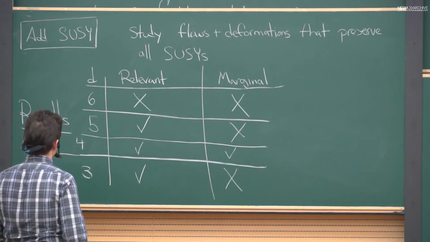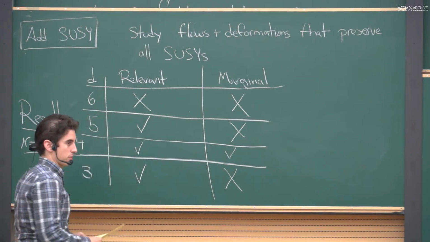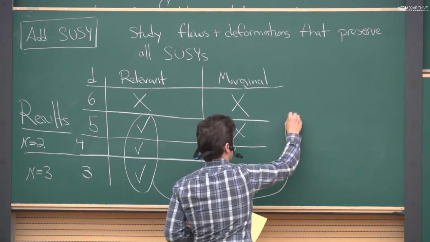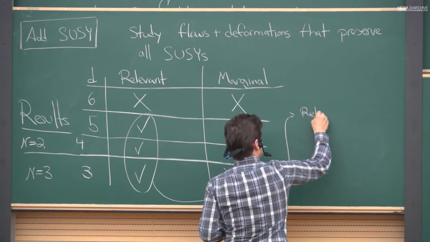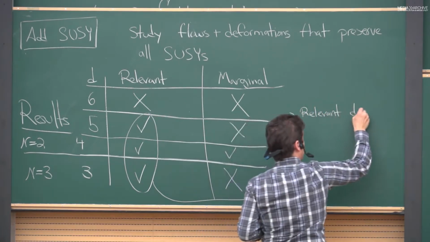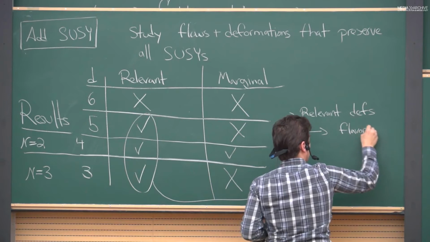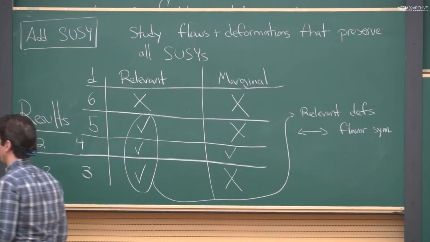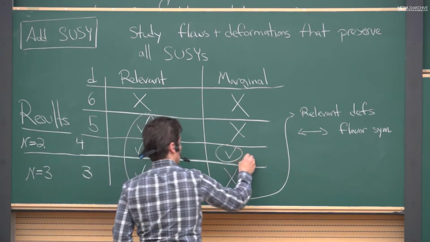Okay, so in all of these cases, we don't just have an existence theorem, we have a kind of detailed understanding of what the deformations are. And there are no surprises. So in this case, we can say that relevant deformations are in one-to-one correspondence with flavor symmetries. So for each U(1) flavor symmetry of your theory, you get a relevant deformation.